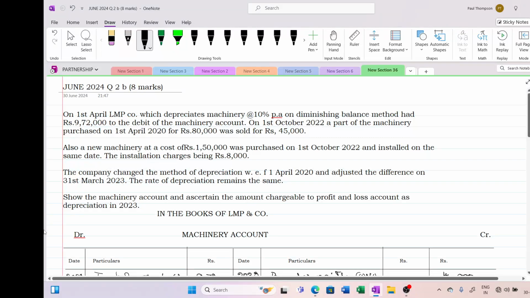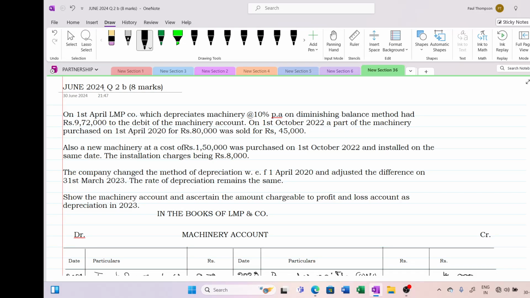Today we are going to see the current year June 2024 question. Question number 2 is on depreciation. It's slightly a different method. I'll explain it later. On 1st April, a company which depreciates machinery at the rate of 10% per annum on diminishing balance method. So they are using the WDV method and the rate of depreciation is 10% per annum.